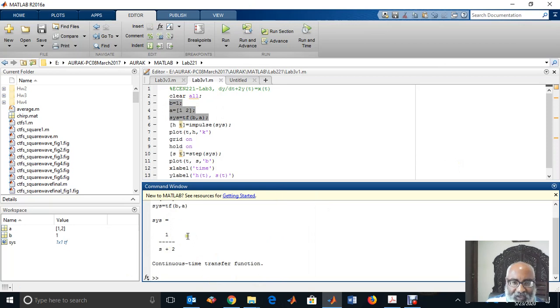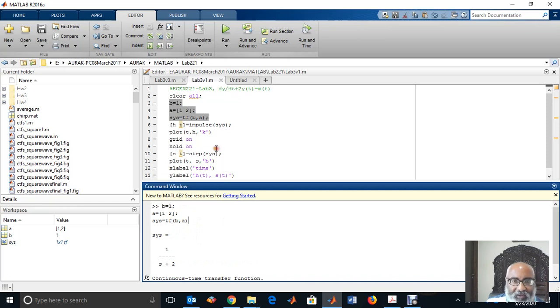This is called the Laplace transform. We will study it in chapter 5. For now, only understand how to make a system. A system is equal to transfer function B comma A, the B vector and the A vector.